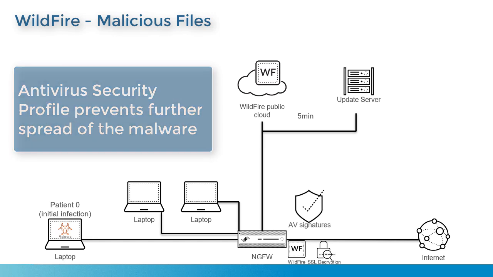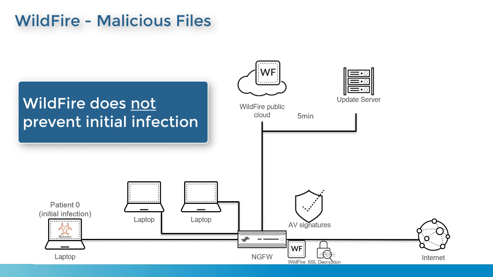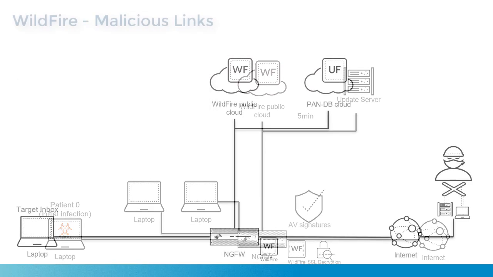One thing to keep in mind, however, in this scenario, WildFire did not interrupt the initial user from downloading the file, and thus the initial user became infected. However, WildFire can inform the firewall administrator that that user who downloaded the file did receive a malicious file. That way, administrators can follow up and clean the infection on the endpoint after the fact.